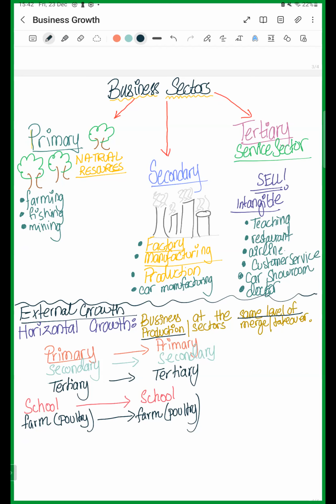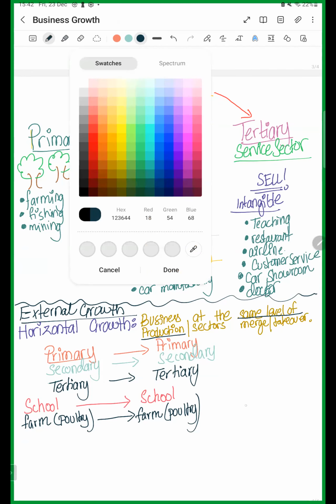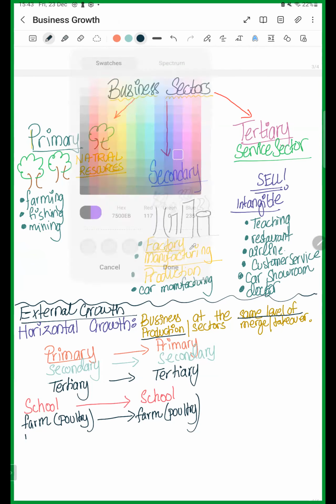Miss, can it be like two food outlets that can merge together? Sorry, like two food outlets that could merge together? Oh, two food outlets. Food outlets, absolutely yes. We can have two food outlets. So let's say a restaurant.